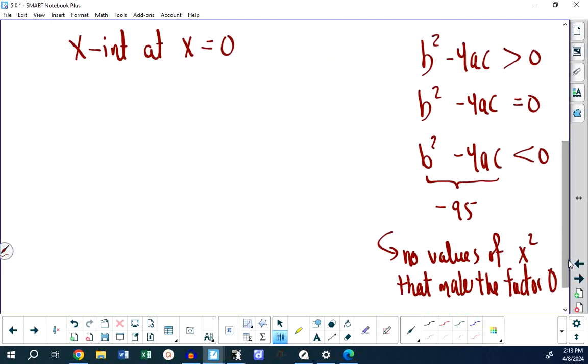All right. How do we find the y-intercept? Well, the y-intercept is found by finding f of 0, and I think by inspection you can just see, looking at the original function or the factored form, when you put x equals 0 in, you get 0.